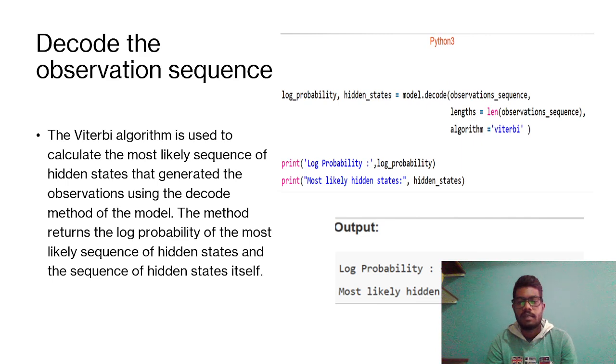log_probability, hidden_states equals model.decode(observation_sequence, lengths=len(observation_sequence), algorithm='viterbi'). Print log probability. Print the most likely hidden states. Coming to the output, log probability equals minus 6.360 and so on. Most likely hidden states are 0, 1, 1, 1, 0, 0.